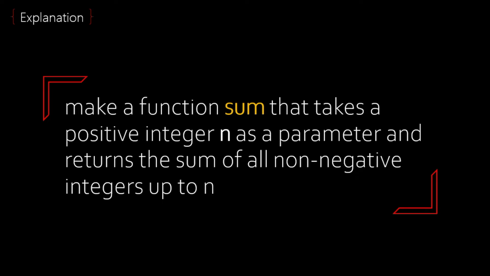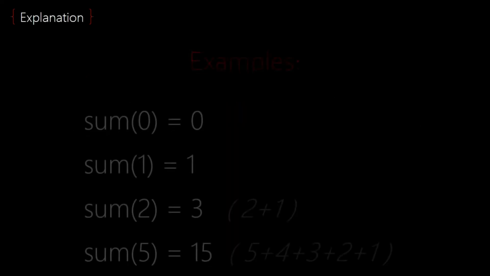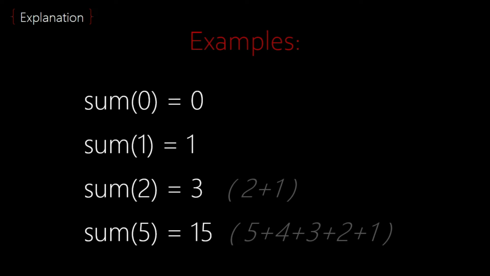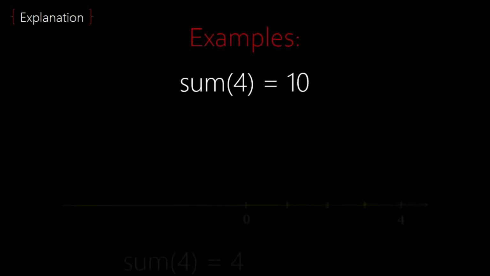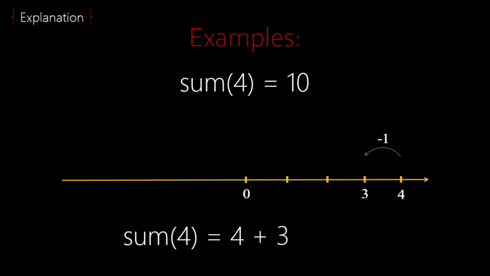You're asked to make a function sum that takes a positive integer n as a parameter and returns the sum of all non-negative integers up to n, or in other words, the sum of all numbers from n to 0. Here's some examples of the problem. The function should add 4 at first, then subtract 1 from it to go to the previous number 3, then add it to the result and repeat this process to reach 0. When it reaches 0, it returns the result value, which is 10.